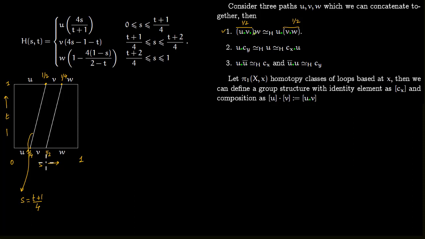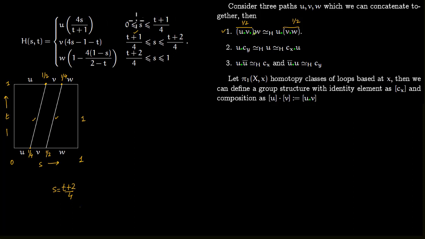Now for the second portion, s is between, because s is on this axis, so now s is going from here to here. The equation of this line is s equals (t plus 1)/4. The equation of the other line is s equals (t plus 2)/4, which is right here. So s lies between this line and this line. Finally, s goes from this line, whose equation is again s equals (t plus 3)/4, up to 1, which is right here.